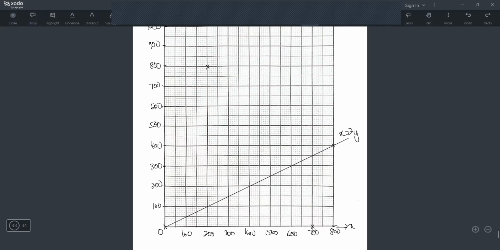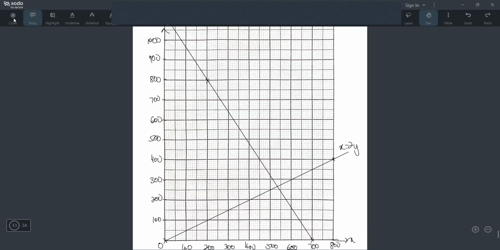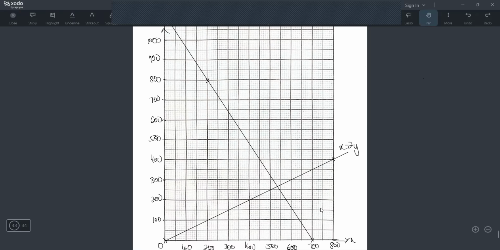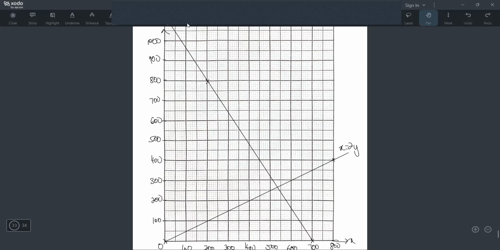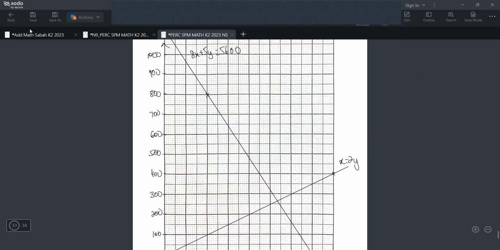Now you use your ruler and then you draw, right? So this should be the line. Okay, don't forget to label the equation. Write down the equation. What's the equation? I forgot. 8x plus 5y equals 5600. So let's write it above, 8x plus 5y equals to 5600. All right. Okay, time to draw the third line.